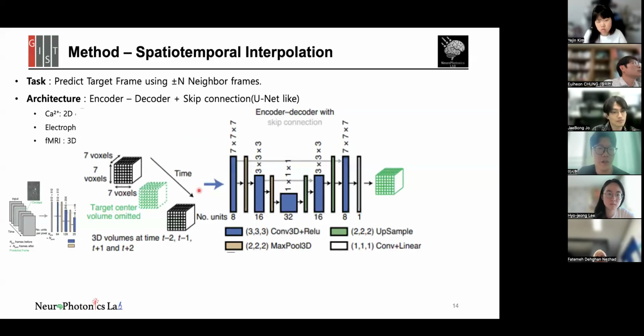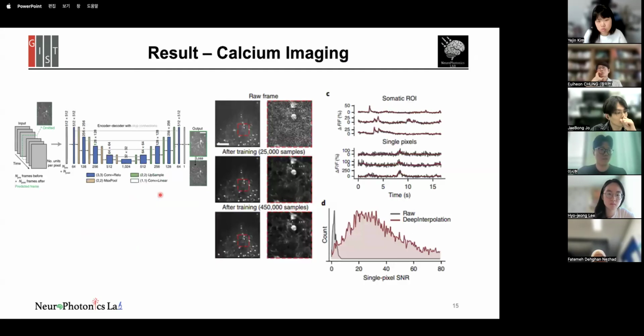And for fMRI data, they use a 3D convolution network, and the network predicts the missing 3D blocks such as brain volumes. And here is the result. I think in an AI paper, the method is more important than the result, so I will just explain briefly.